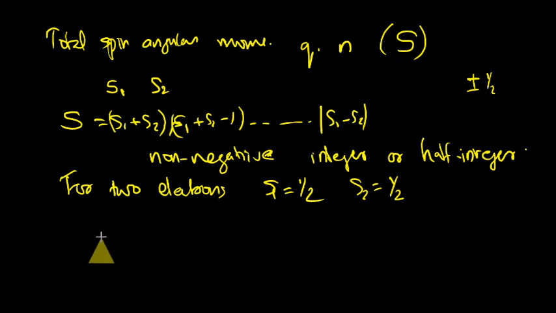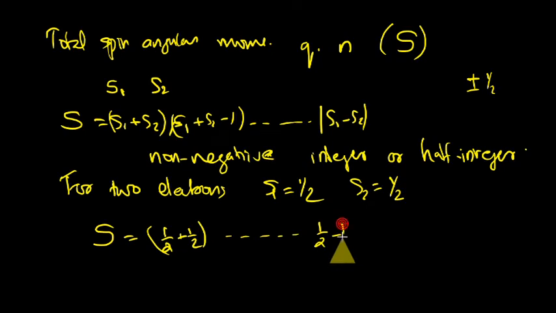Therefore, from the Clebsch-Gordan series, capital S is equal to half plus half to half minus half. Half plus half is equal to 1, and half minus half is equal to 0. So only two values are possible, 1 and 0. And if we are considering 3 electrons, then what will be the case?